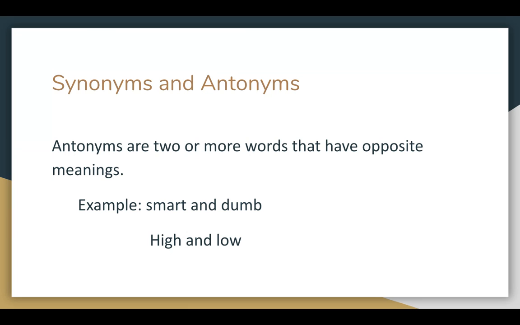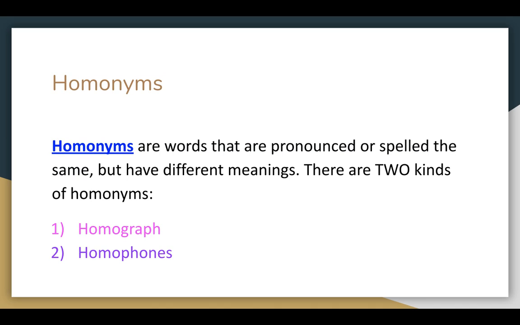Antonyms, on the other hand, are two or more words that have an opposite meaning. So smart and dumb, or high and low. They are the exact opposites of each other, so you cannot interchangeably use them. If I said that that bird feeder is high, I can't say that bird feeder is low, and it means the same thing. They're completely different and they're opposites.